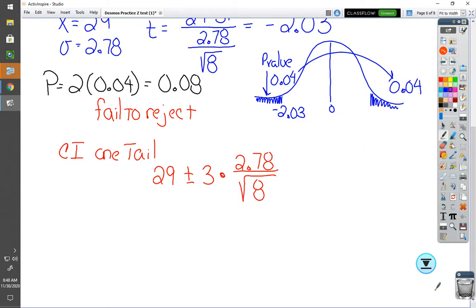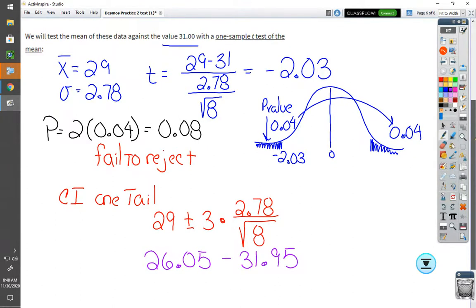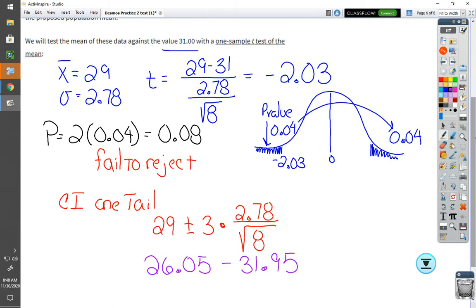Do the minus first and get approximately 26.05. Do the plus next and get 31.95. Now, what does that tell me? That tells me that the range of scores, 95% confident, would be anywhere between 26.05 and 31.95. Remember that our original score that we had was 29. It fell inside of there, so we would fail to reject. It's perfectly acceptable for 29 to be in between 26.05 and 31.95 on a 95% CI.